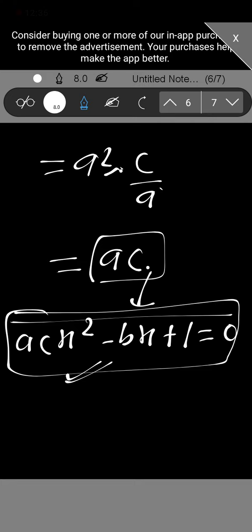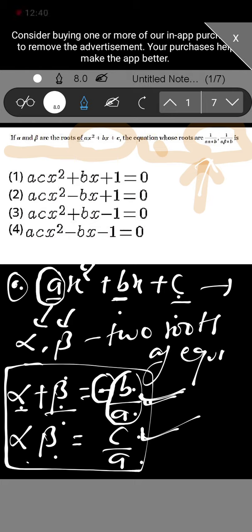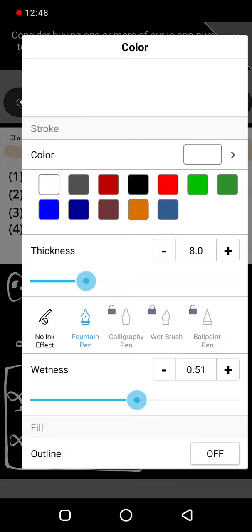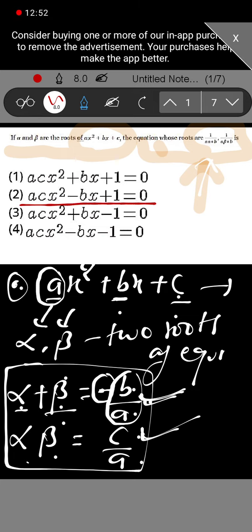So let's observe. Okay, let me just change my markers. You can observe that the second option is similar: ac x square minus ka bx plus ka 1 is equal to 0. So our second option is correct.